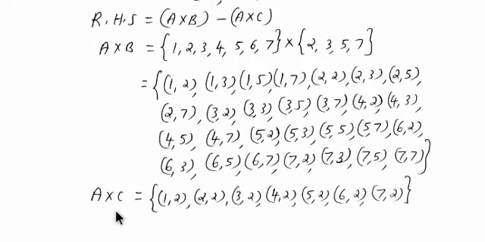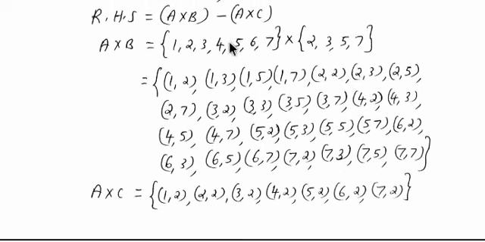Then find out the whole RHS, A cross B minus A cross C. Here we have to find the difference: first set, difference, second set. How will you find this difference? First, take the first set, A cross B. This is A cross B. The second set is A cross C. This is the second set. First, cancel the common elements.